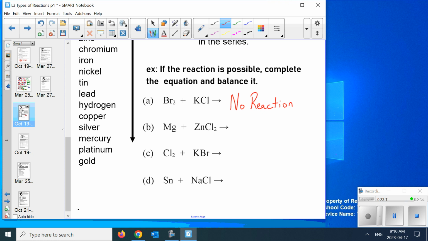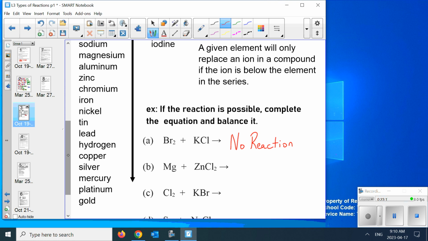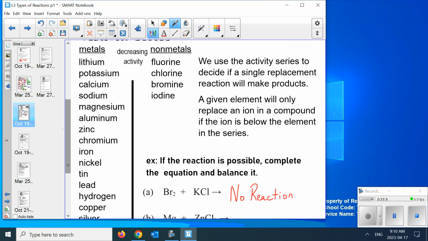It won't happen. Magnesium and zinc. So I look up magnesium, I look up zinc. Is the single element higher? Magnesium is higher than zinc. It will happen. It'll do some replacement. So I'm going to leave that for now. I'm just looking for the ones that don't work, and then I'll figure it out. Cl2 and KBr. So chlorine is higher than bromine.